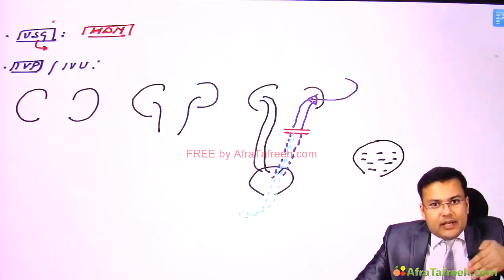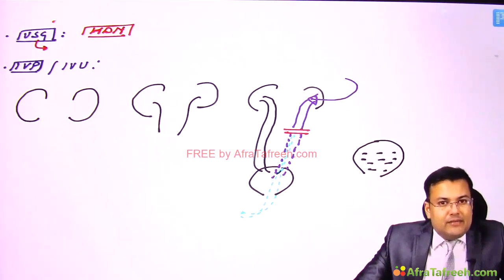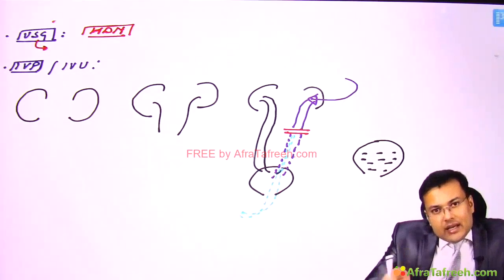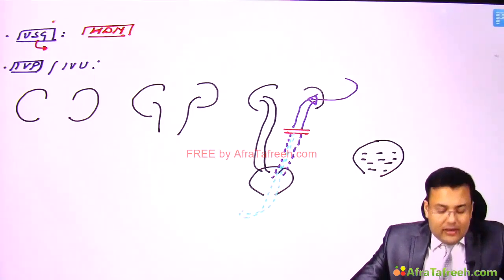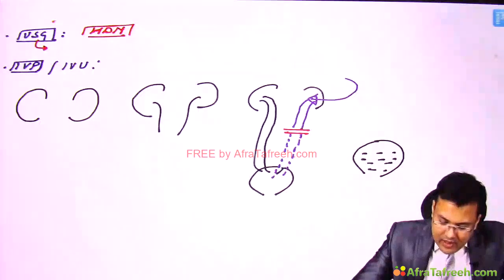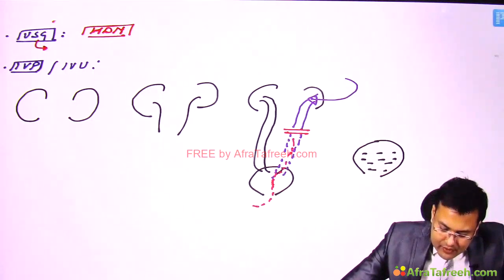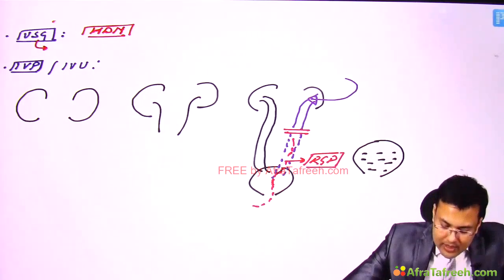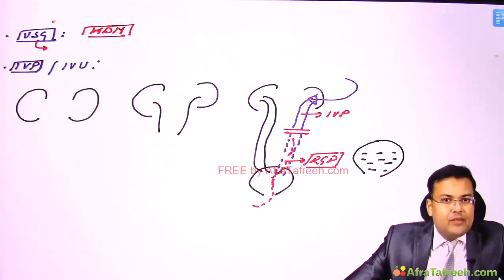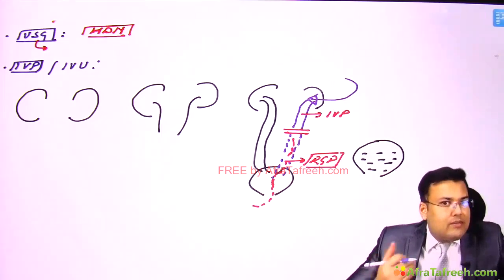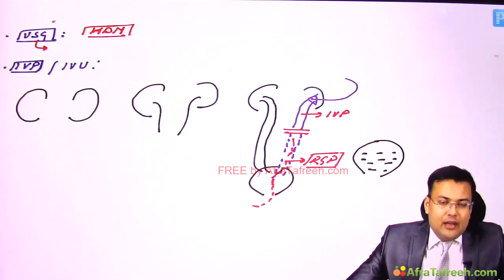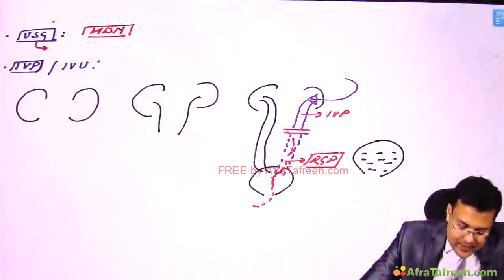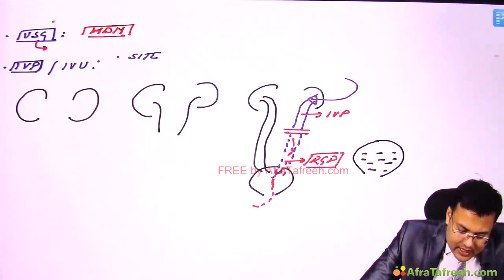See, if something follows the flow, means if something is along the flow, that's known as antegrade, and if something is against the flow, that's known as retrograde. So which investigation is done here? When the dye is injected against the flow, this is known as RGP, retrograde pyelogram, and here it's IVP. So to assess the proximal part of obstruction, what is done? IVP. To assess the distal part of obstruction, what is done? RGP.